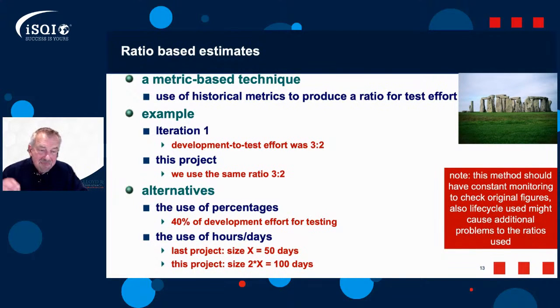And we've got to keep checking to make sure that these ratios and percentages are still relevant, because they can get out of date. It's like, 15 years ago, we used 40%, and so we're still using 40%. So we've got to go back and say, okay, is 40% still applicable? Is 3:2 still applicable?